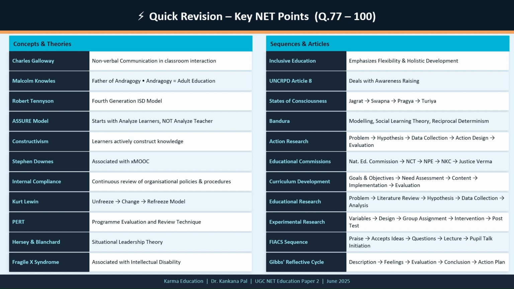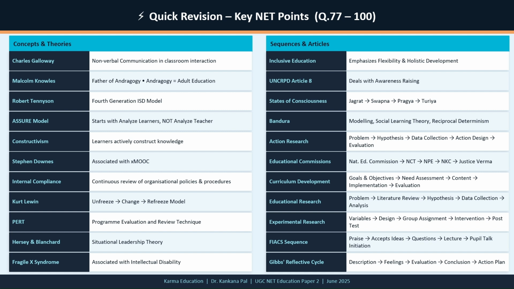Internal compliance monitoring involves continuous review of organizational policies and procedures. Kurt Lewin proposed the unfreeze, change, refreeze model. PERT stands for Program Evaluation and Review Technique. Hersey and Blanchard are associated with situational leadership theory. Fragile X syndrome is associated with intellectual disability. Inclusive education emphasizes flexibility and holistic development.